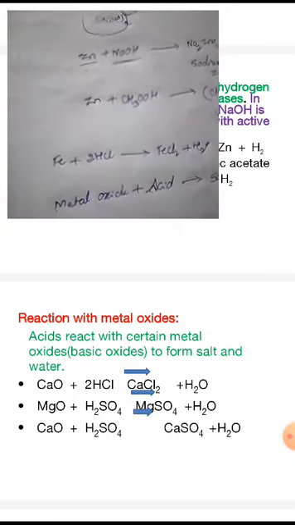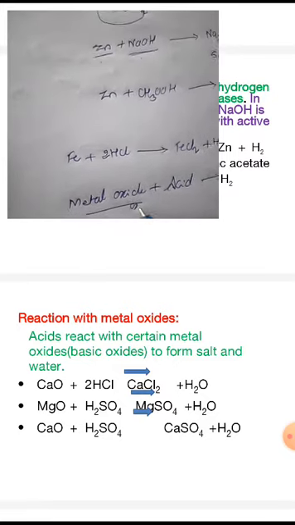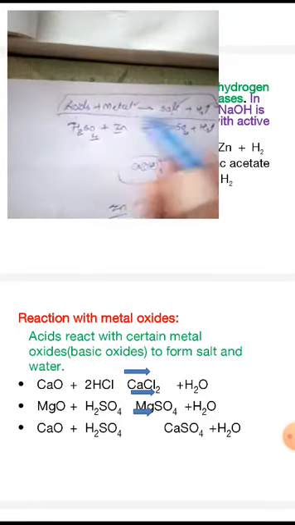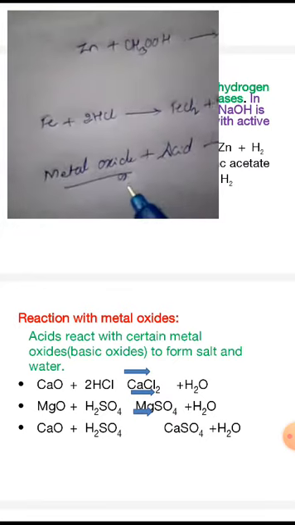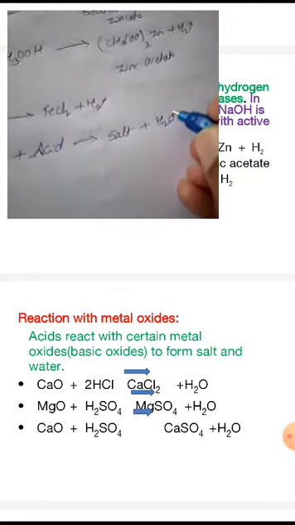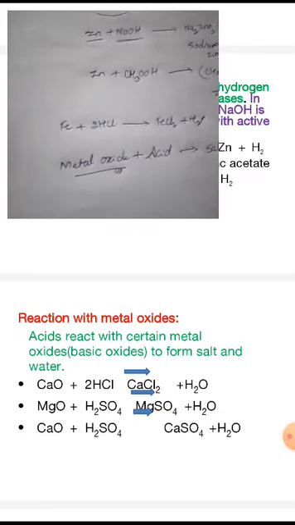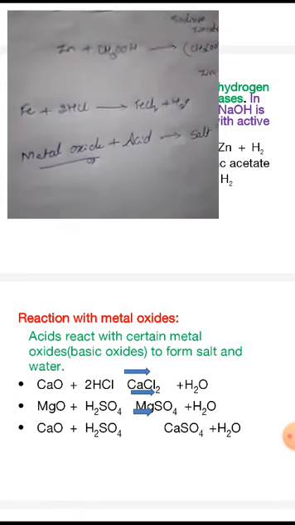In the case of metal oxide, see here, along with metal what is there? Oxygen is there. Here only metal is there and the end product is hydrogen. Here metal oxide is there. So this oxygen combines with the released hydrogen and makes water. So when metal oxide reacts with acid, it produces salt and water.